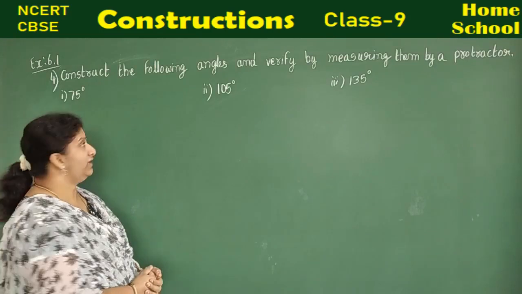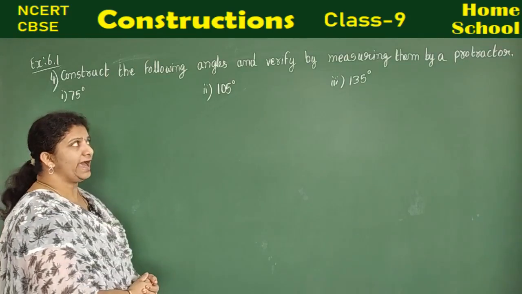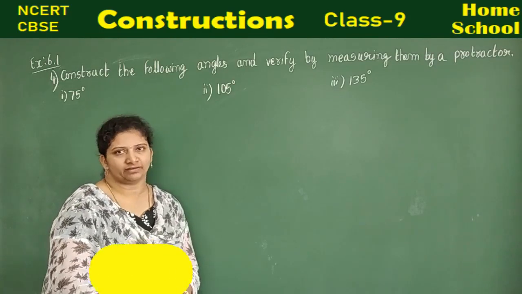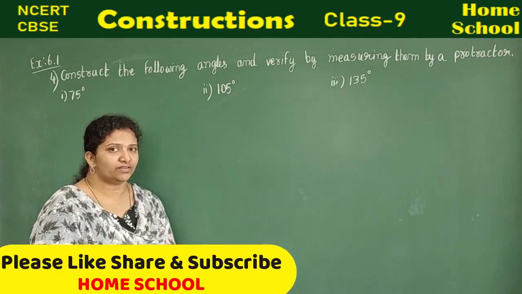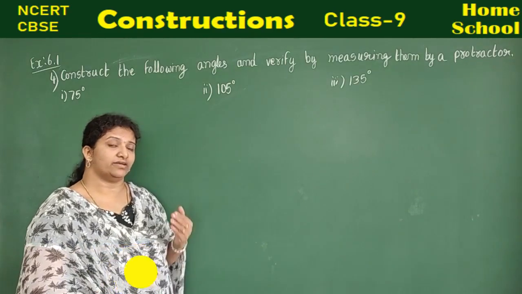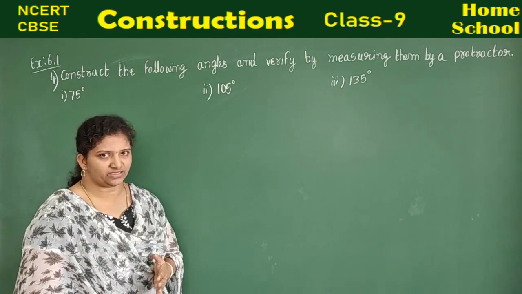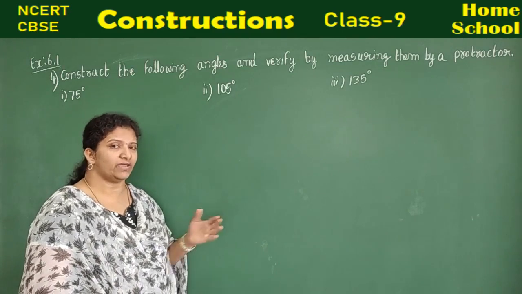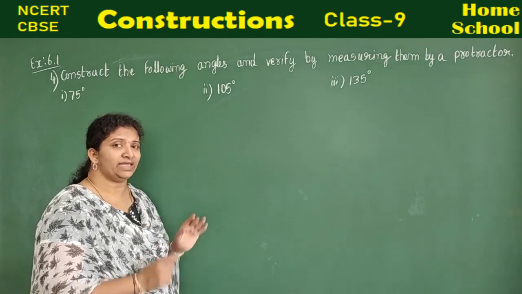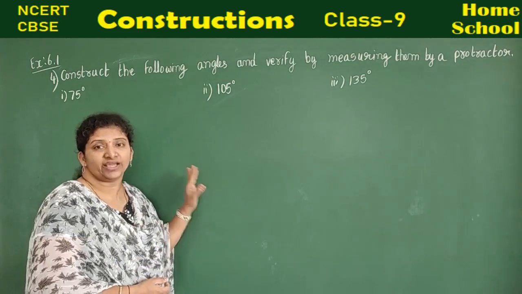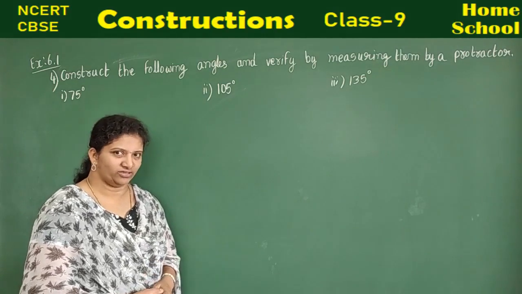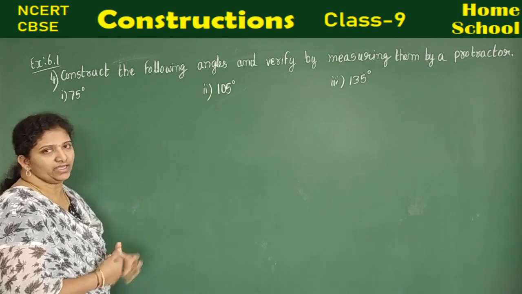Let's see the fourth main. Construct the following angles and verify by measuring them by a protractor. Before main, we have done the construction. And in the before mains, we have done construction, written steps and justification. And in the third main, we have done only construction and written steps. Now in this main, we need to do the construction and check whether the created angle matches with the protractor or not. First sub question, 75 degree.